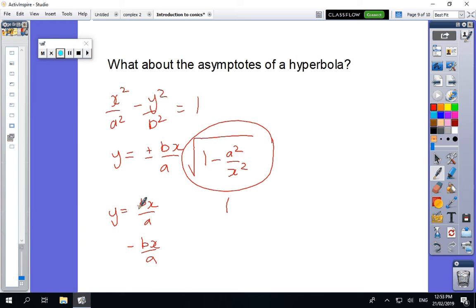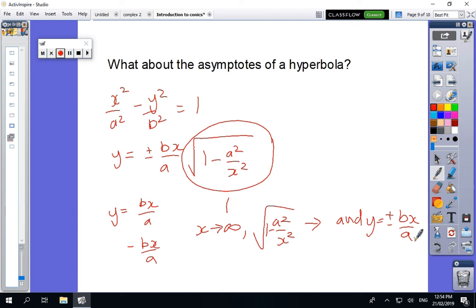We can also see as x approaches infinity that the square root of 1 minus a squared over x squared approaches 1, and the way we can write it is y equals plus or minus bx over a. And this will help with the example in the book that came across as a little bit confusing.